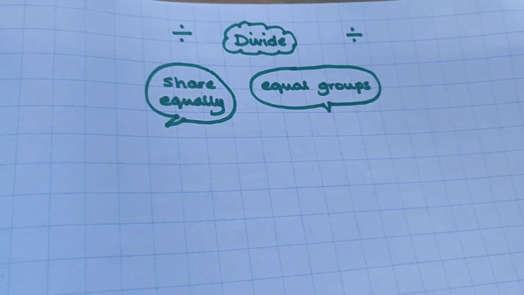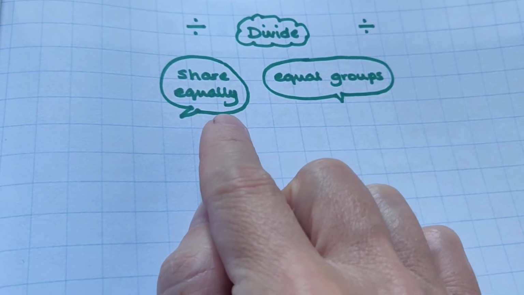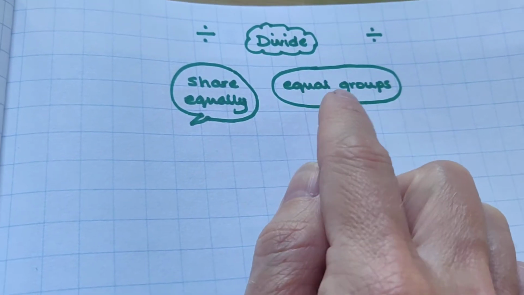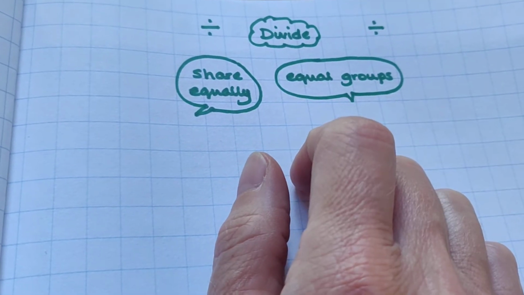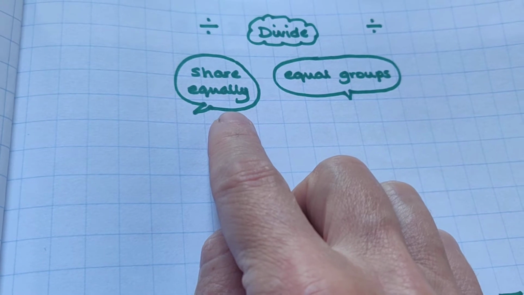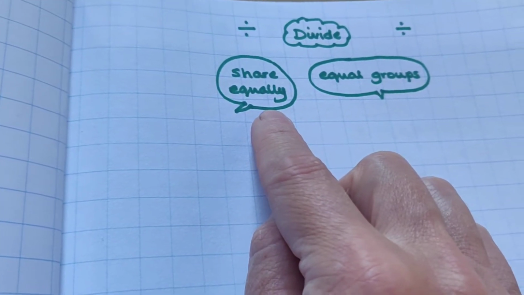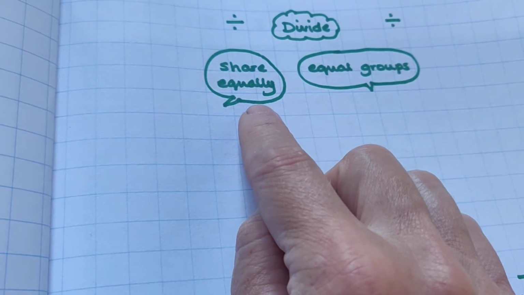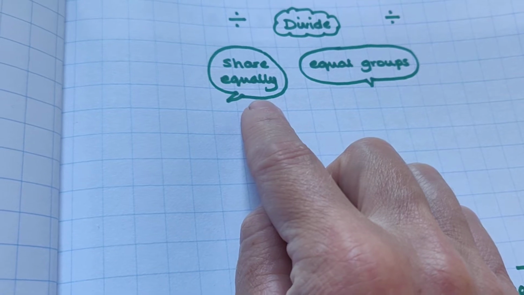Now when we divide there are two methods we can use. We can use a sharing method where we share equally into equal groups, and there's also a grouping method where we create equal groups. Today in this first lesson we're going to look at sharing. So when we share, we divide the number of objects into a number of equal groups.